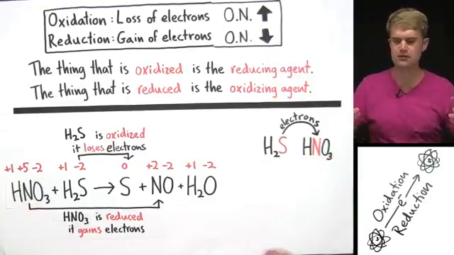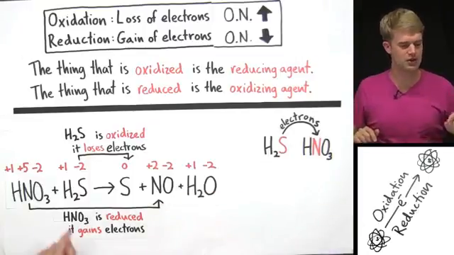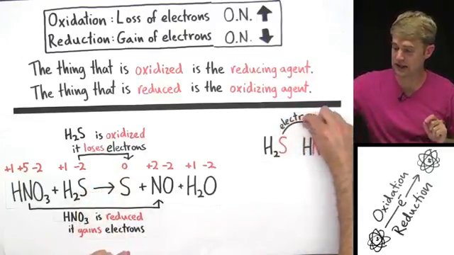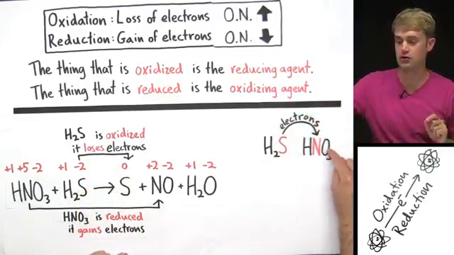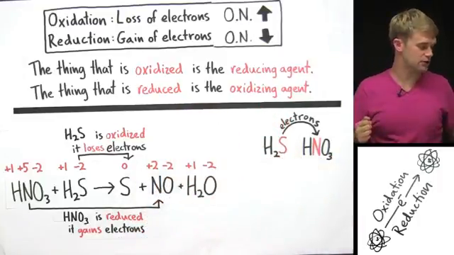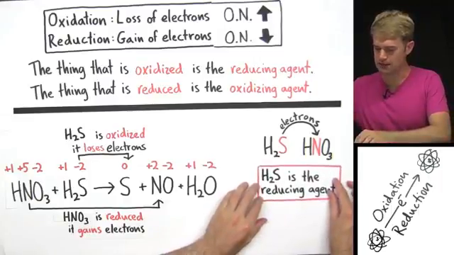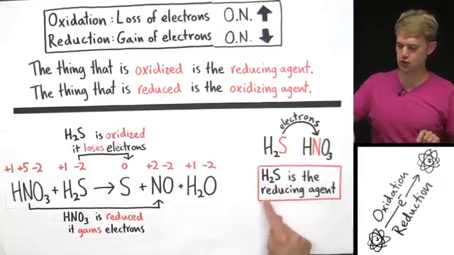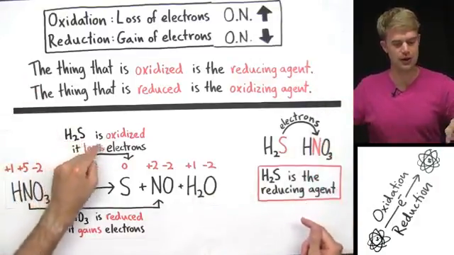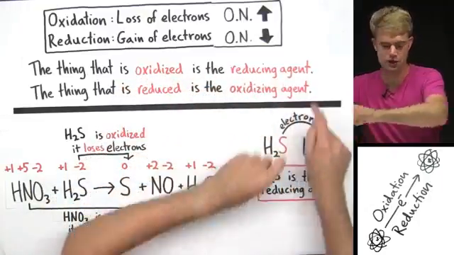So now that we have this information, we can figure out the oxidizing agents and the reducing agents. Okay, so H2S is getting oxidized. It's giving its electrons to HNO3 here, allowing HNO3 to gain those electrons. So it is allowing reduction to take place. So H2S is the reducing agent. And this makes sense with our rules here. H2S is oxidized, and the thing that is oxidized is the reducing agent.